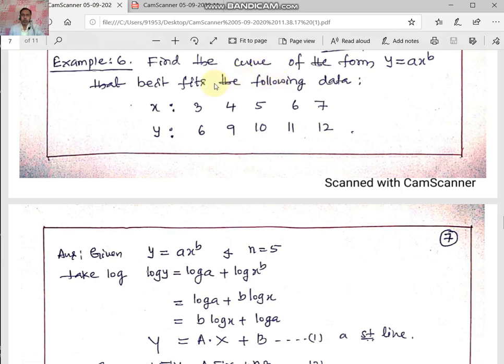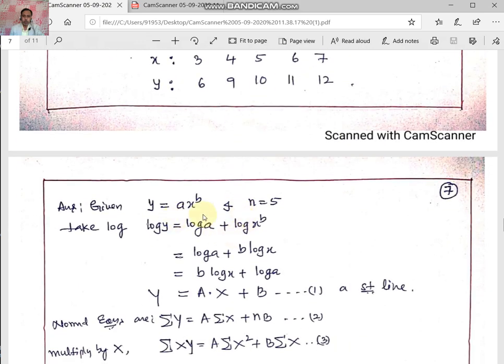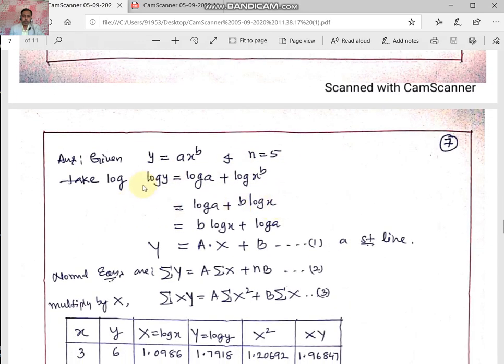And in the next example, find the curve of the form y = a x^b that best fits the following data. X values 3, 4, 5, 6, 7, y values 6, 9, 10, 11, 12. So here the number of pairs is 5, therefore n = 5, and for this curve y = a x^b, apply logarithm on both sides and simplify as told earlier, that is capital Y = capital A X + B.